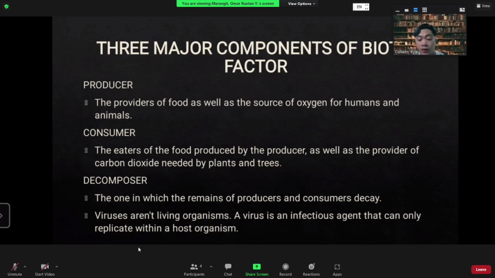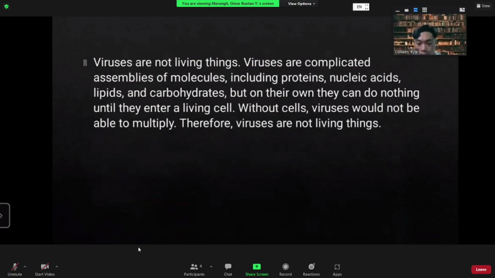Decomposers are organisms, especially a soil bacterium, fungus, or invertebrate, that decompose organic materials. Viruses are not living things. Viruses are complicated assemblies of molecules including proteins, nucleic acids, lipids, and carbohydrates. But on their own, they can do nothing until they enter a living cell. Without cells, viruses would not be able to multiply. Therefore, viruses are not living things.